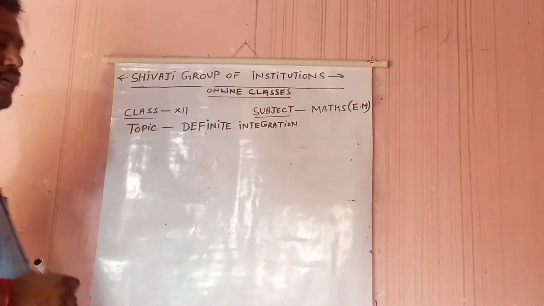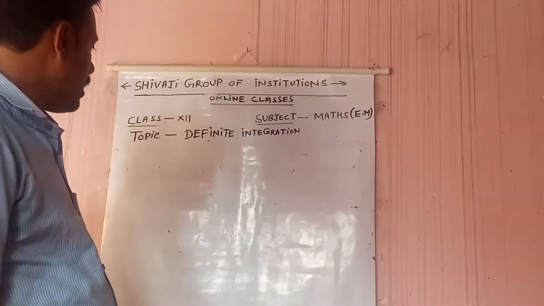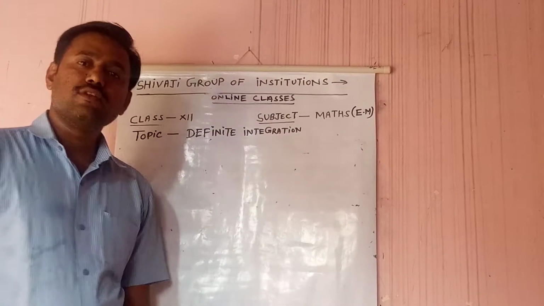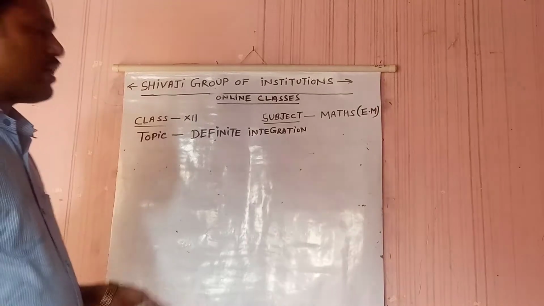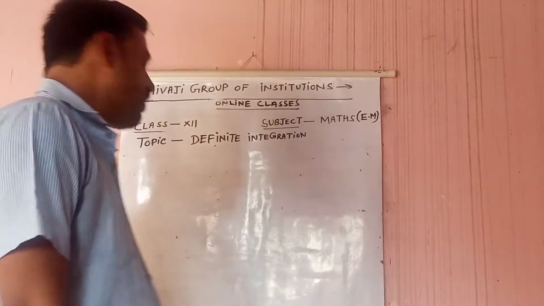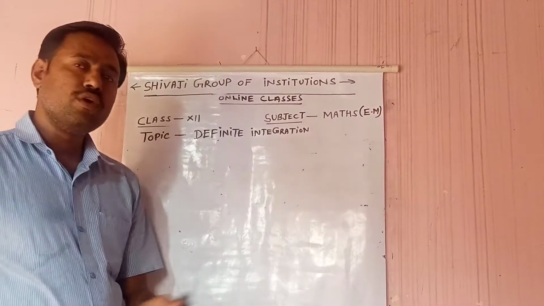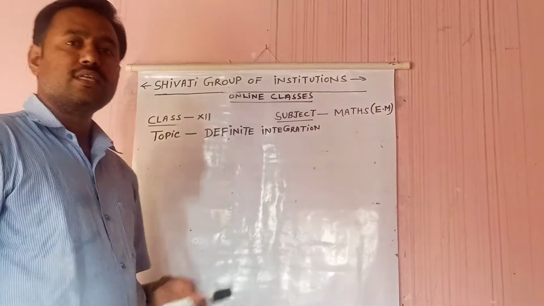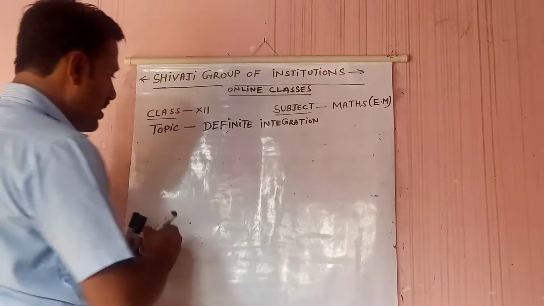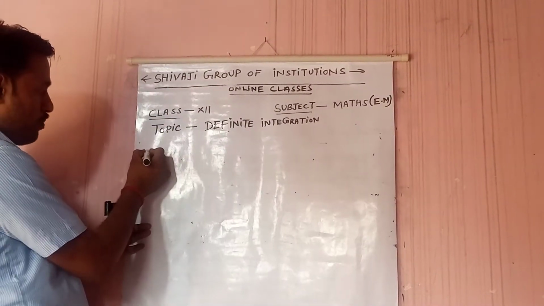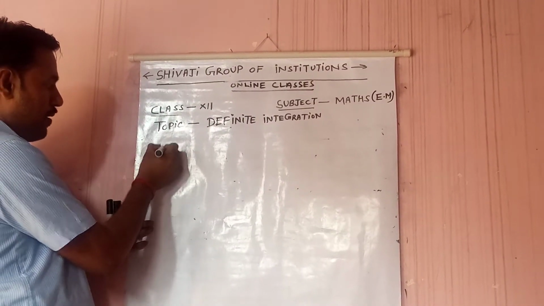Students, today I am going to discuss the proof of properties of definite integration. In my previous video, I told all the properties of definite integration one by one, but today I am going to prove the properties of definite integration one by one. So students, see there, property number 1.